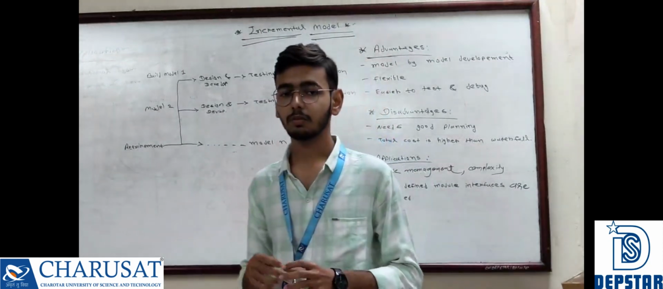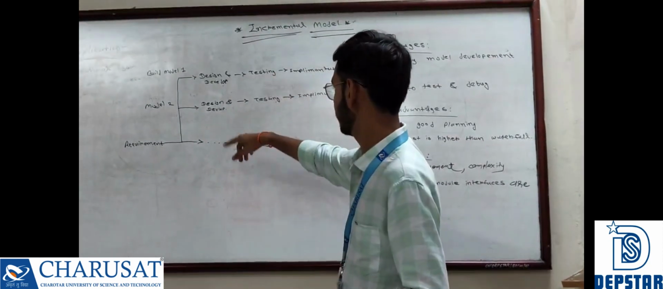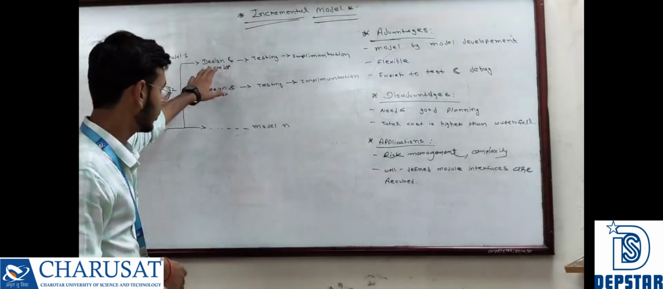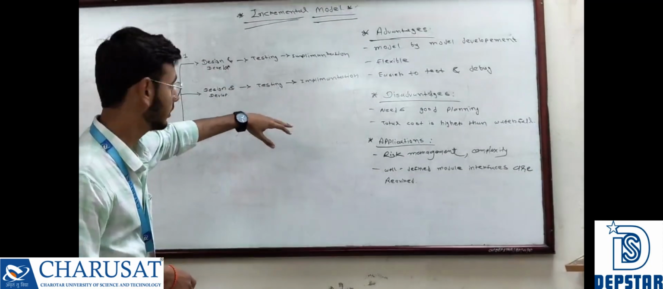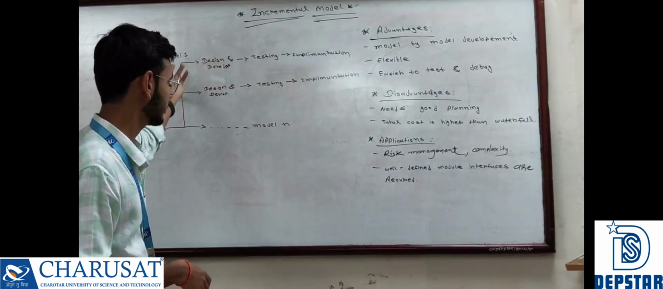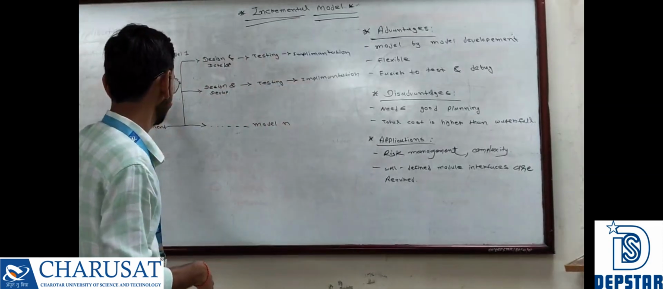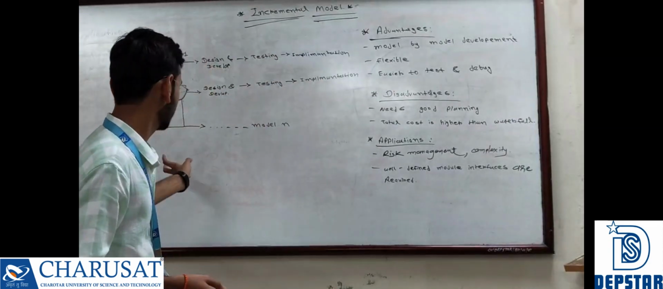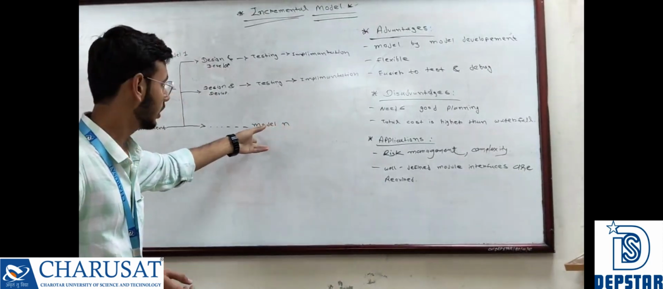I am going to explain the incremental model in software engineering. The incremental model is nothing but model by model development. First of all, we build a model, we design and develop it, we test that model, and we implement it. If a model has a bug, we can fix it and repeat the cycle. The same applies to model 2, so it is called model by model development. We can go through models up to n.